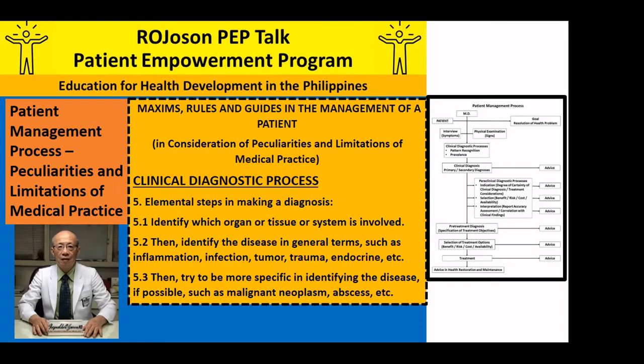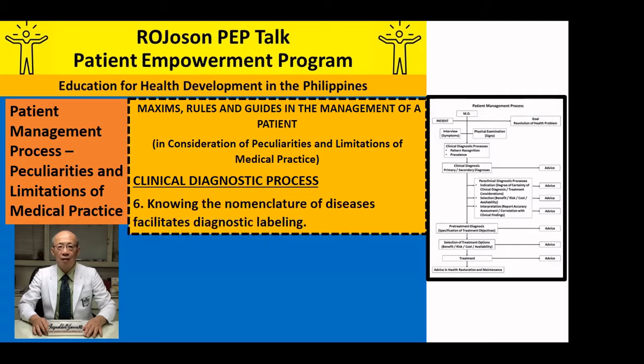The elemental steps in making a diagnosis: identify which organ, tissue, or system is involved, then identify the disease in general terms such as inflammation, infection, tumor, trauma, endocrine, etc. Then try to be more specific in identifying the disease, if possible, such as malignant neoplasm, abscess, etc. Knowing the nomenclature of diseases facilitates the diagnostic labeling.